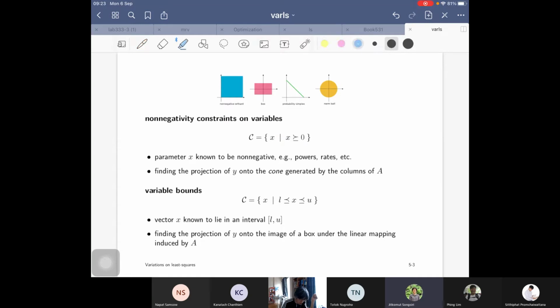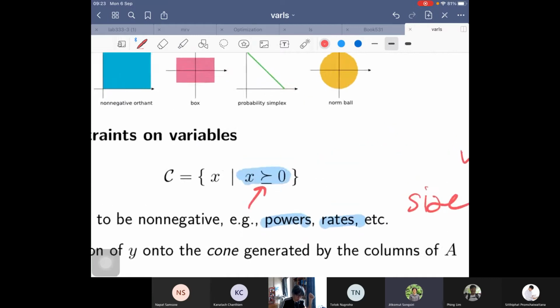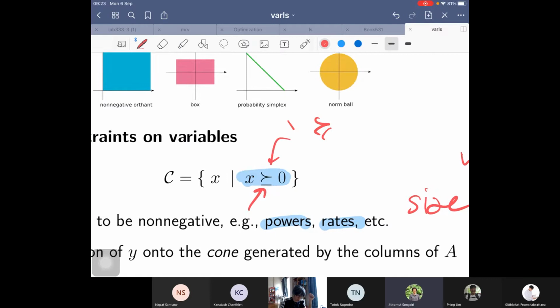First, non-negative constraints on the variables. Here, if your variable x represents some physical quantities like power, rates, price, or the size of some objects like width or height, of course these quantities are supposed to be non-negative. So you want to put these constraints. We use the inequality constraint like this to say that all the entries of x are non-negative quantities. In terms of vector representation, we just use this.